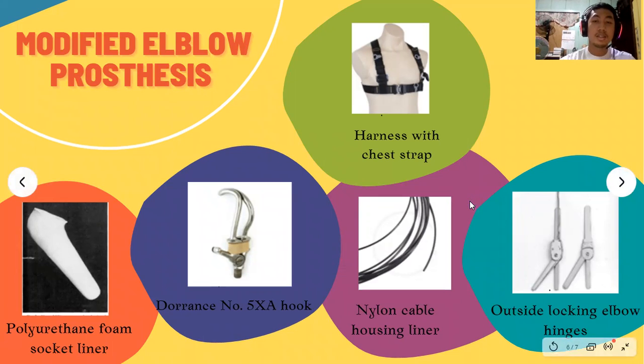Next is the harness with chest strap. This design is to prevent the prosthesis from slipping off the shoulder when the arm was raised in upward and backward motion.